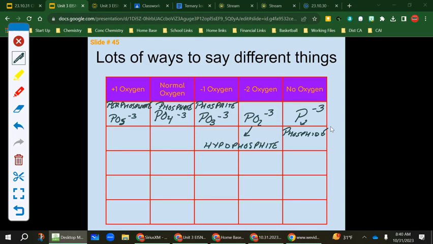Okay? So we could do this with every one of them, ladies and gentlemen. Please remember, if there's no oxygen, those are the ones that we were doing before. Phosphorus becomes phosphide. Sulfur becomes sulfide. Nitrogen becomes nitride.